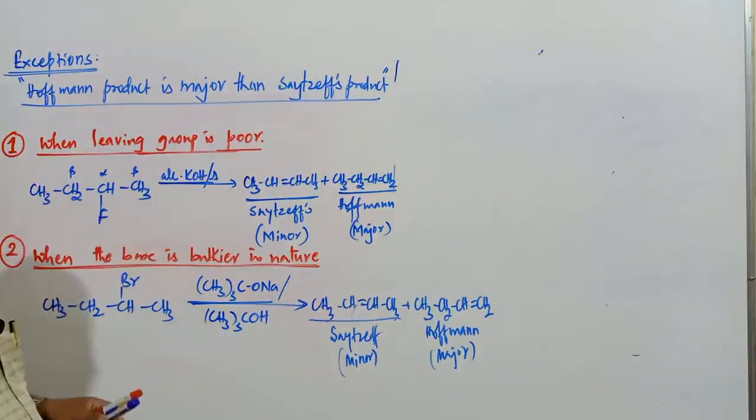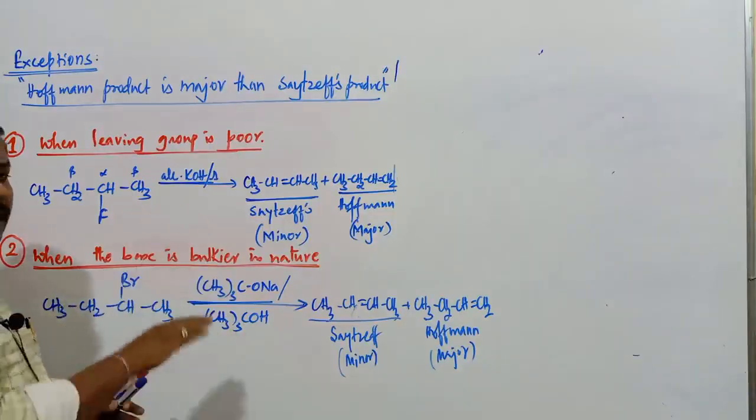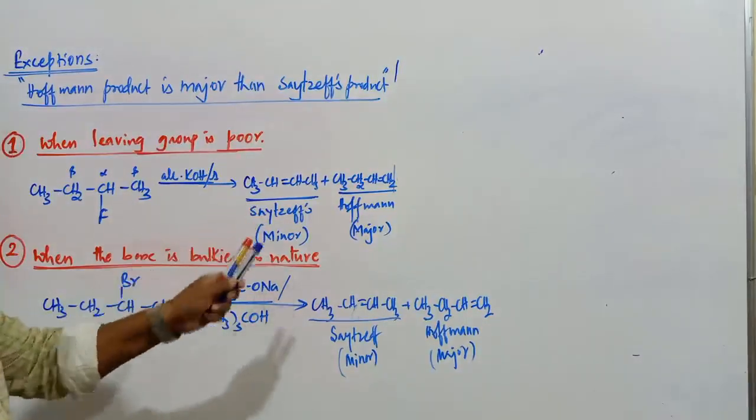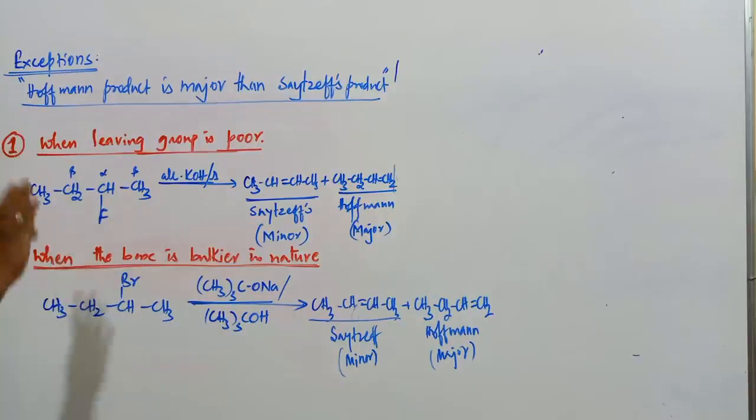So these are two particular reactions where Hofmann product is going to be major. Except for these, I will go with another two examples. Except for these four conditions, in all other cases Saytzeff product is going to be the major product when compared to Hofmann product. As I mentioned, these are some of the exceptions.